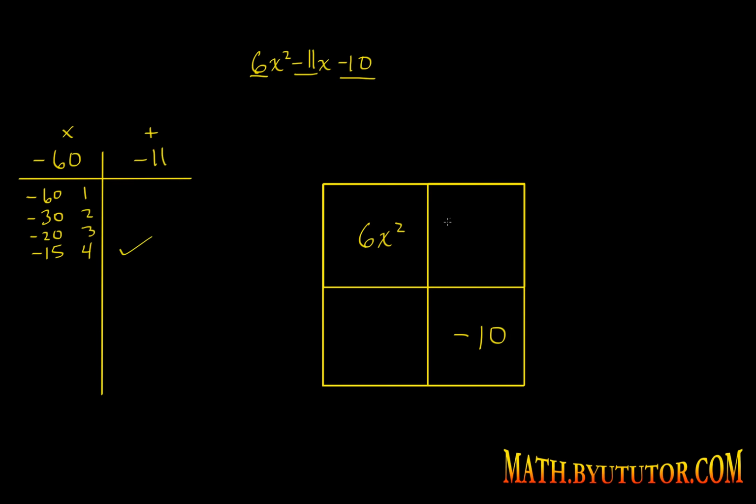And what we do is we take those numbers and put them in the two empty boxes. So we have a negative 15, and then you always put an x with them. So negative 15x and positive 4x.